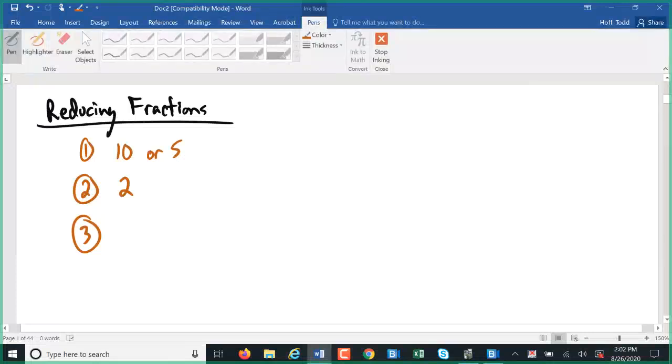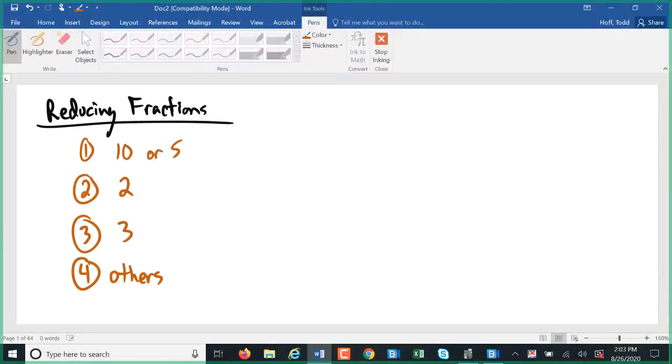The third thing, the final thing I look for is 3. The reason I wait till last for the 3 is because I have to add the digits up. So if I can divide out any 5s or 2s first, I have smaller numbers to add up. And then after that, I look for other things. Like 7s, 13s, 11s, things like that. Numbers that are prime.